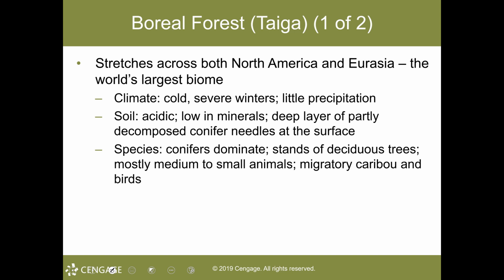Winters here are extremely cold and severe, although not as harsh as in the tundra. The boreal forest receives little precipitation, and its soil is typically acidic, low in minerals, and has a deep layer of partly decomposed conifer needles at the surface. The boreal forest contains numerous ponds and lakes in the water-filled depressions dug by grinding ice sheets during the last ice age. White and black spruces, the balsam fir, the eastern larch, and other conifers dominate the boreal forest. However, deciduous trees such as the aspen or birch, which shed their leaves in autumn, form striking stands.